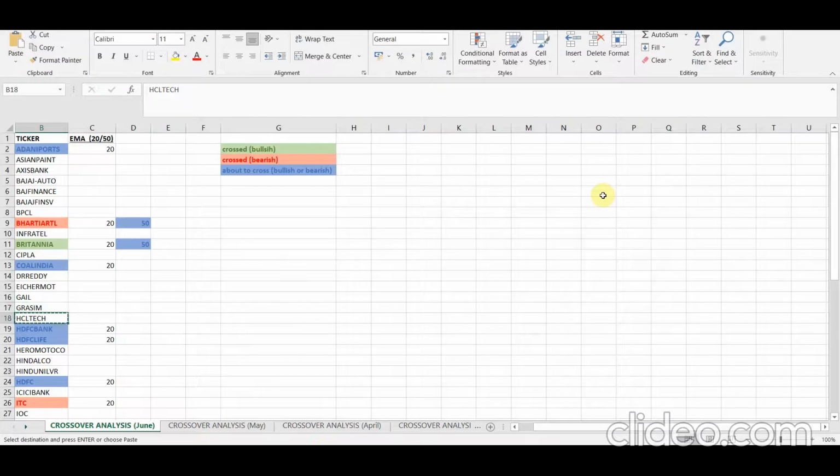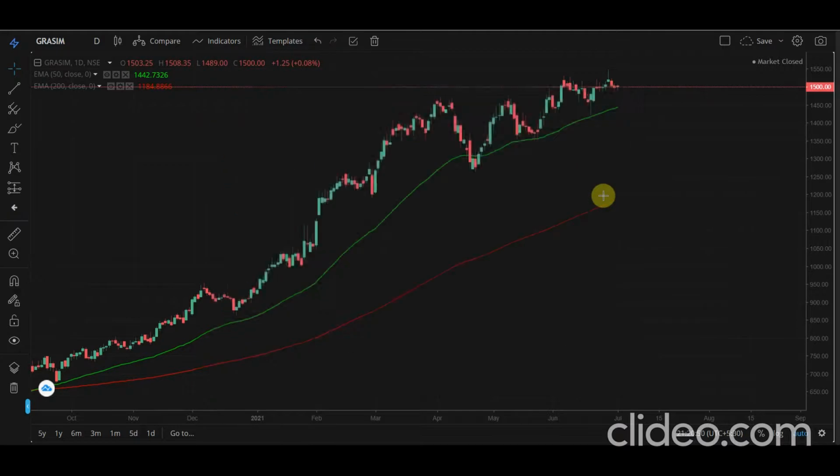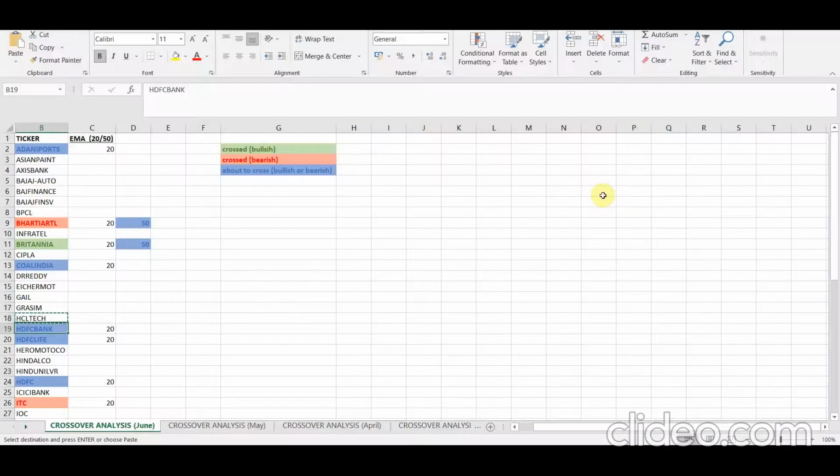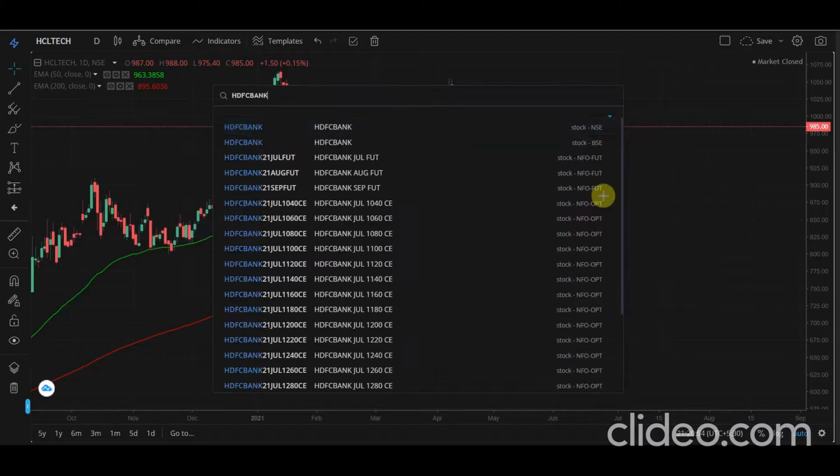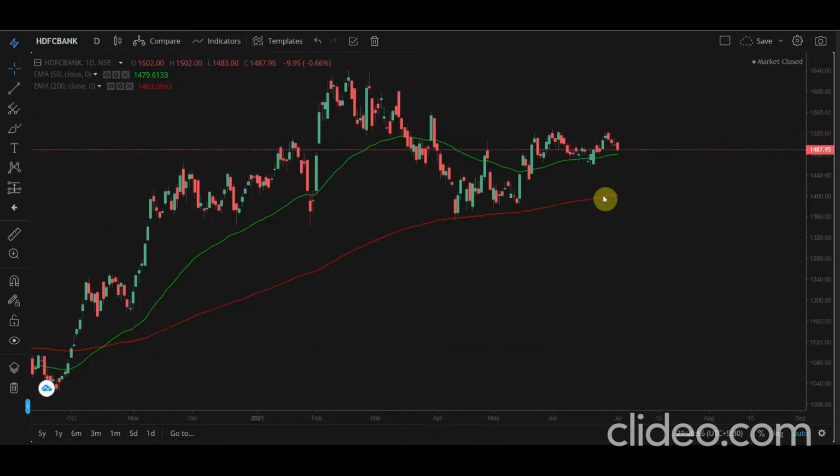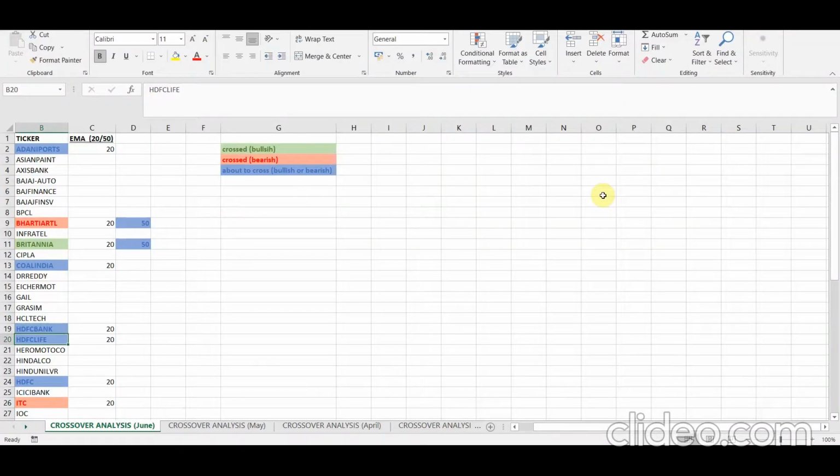Let's move on to the next stock, HCL Tech. Huge gap. HDFC, again a huge gap. One thing I can do to save time is because I will be checking the stocks that are already color coded anyway. Like I have marked HDFC Bank blue for the 20 EMA. So when I check HDFC Bank, I will also be checking the 50 and 200 EMA. It's just a click away.